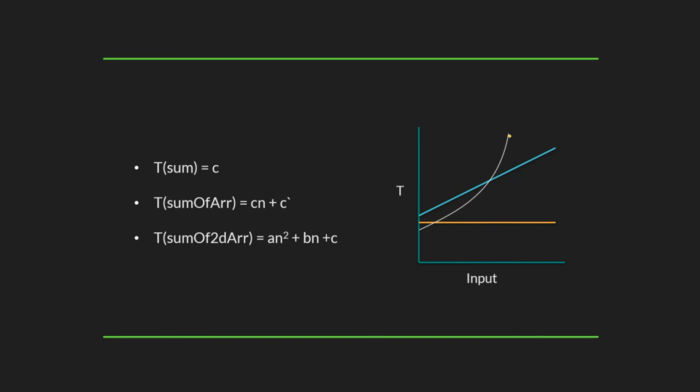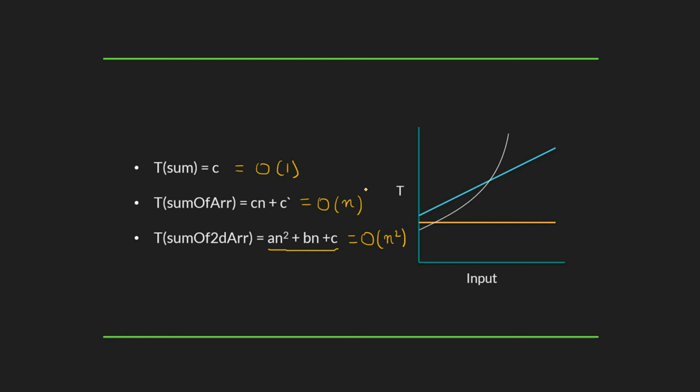We often generalize this. For example, big O of n square will define the set of all functions of the form an square plus bn plus c. For the linear functions of this type, we generally use big O of n. And for constant functions, we have big O of 1.